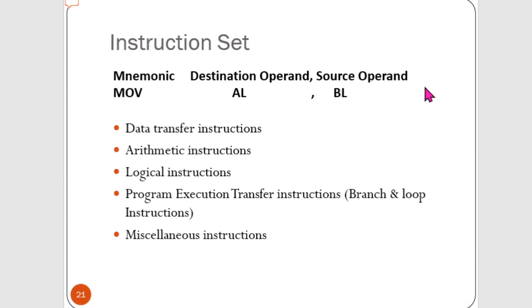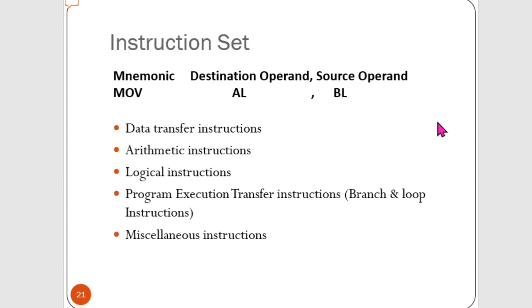The mnemonic here is MOV, move. Source operand is BL and destination operand is AL. An operand is nothing but a type of field that we put. Either it can be a memory, or a register, or a direct address, or literally even some number.